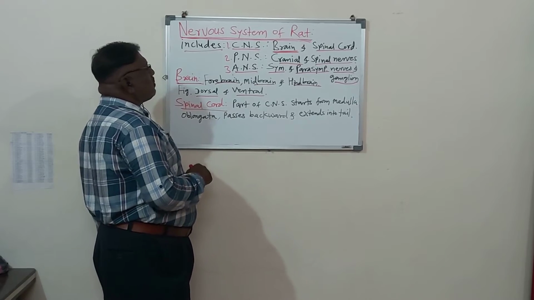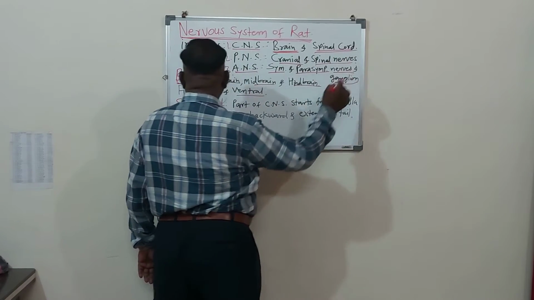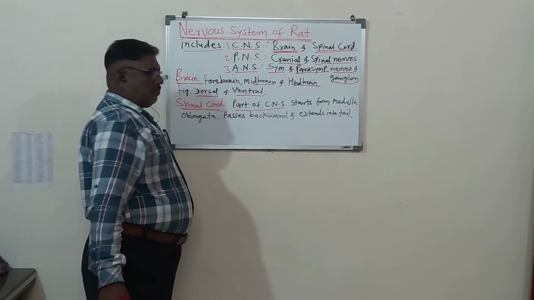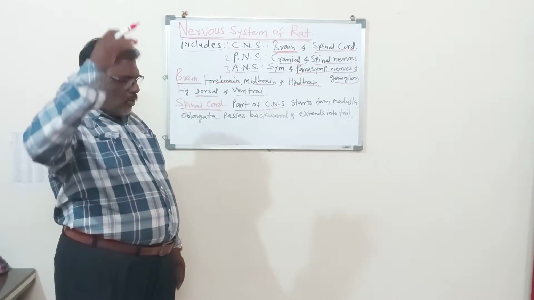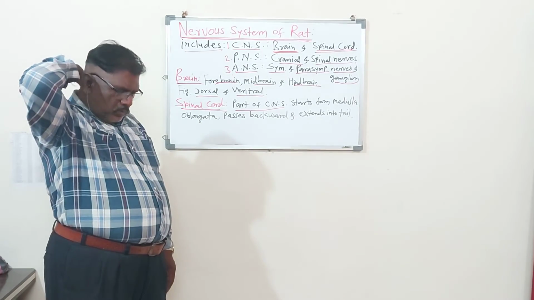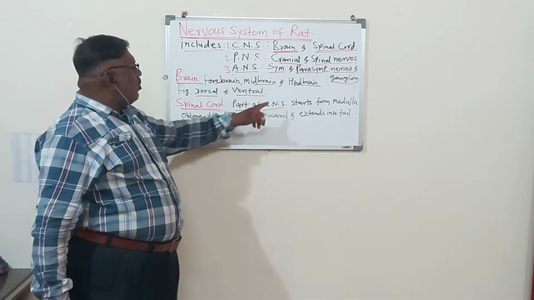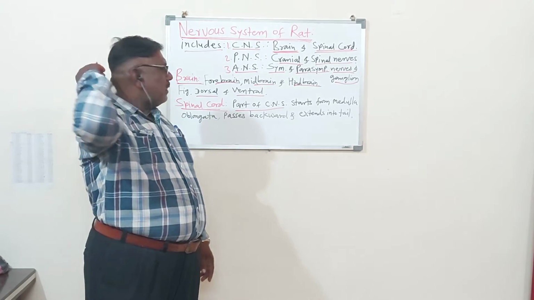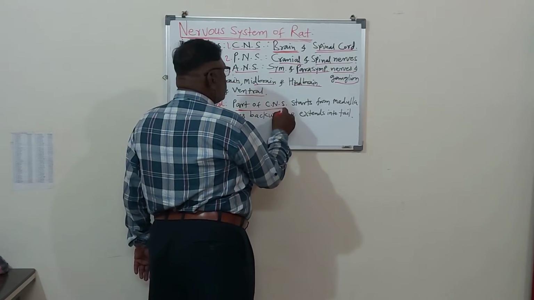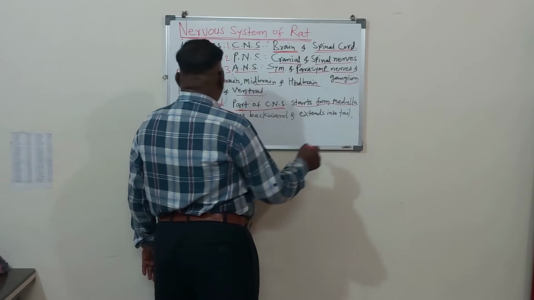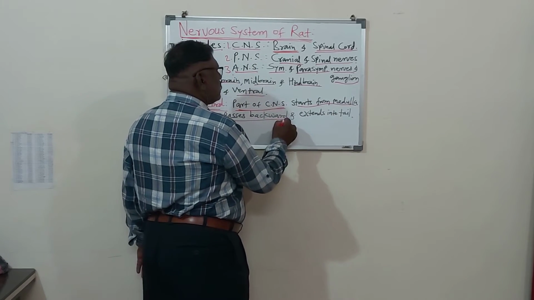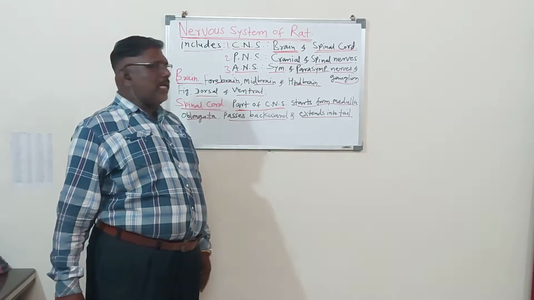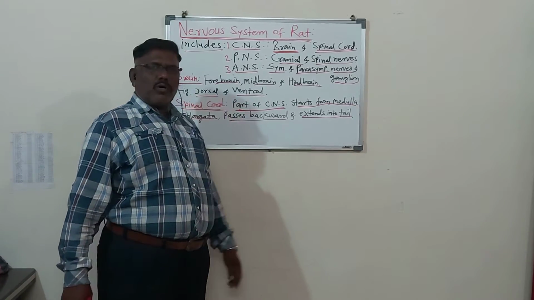Again, the next part is the spinal cord. The spinal cord is a part of the central nervous system. From the brain towards the backbone, the medulla oblongata is the posterior most part of the brain. So the part of the central nervous system starts from the medulla oblongata, passes backwards and extends into the tail, at the end of the animal's tail. That is called the spinal cord.